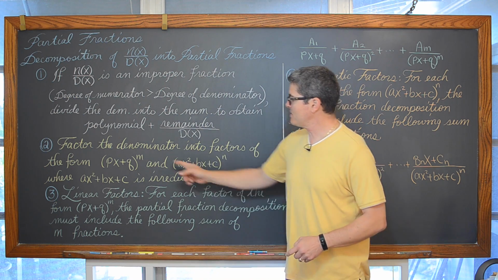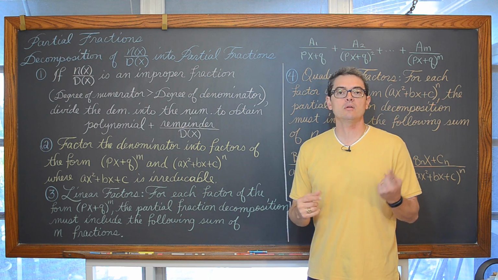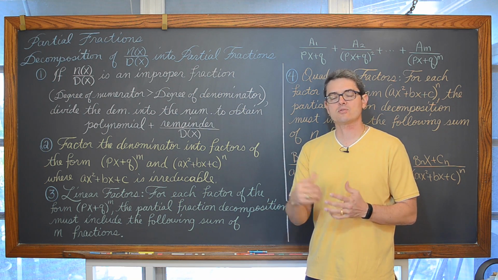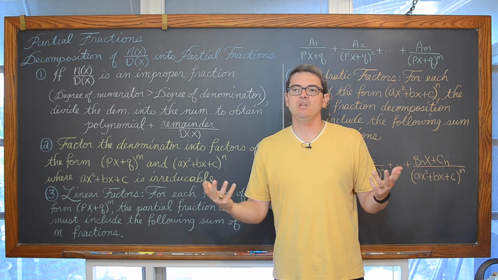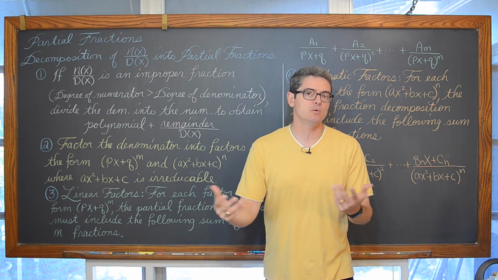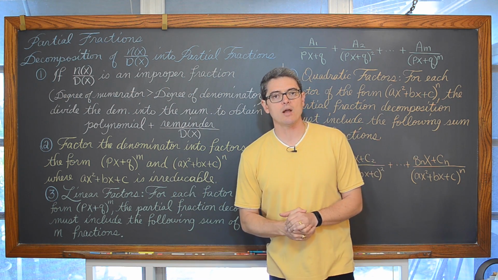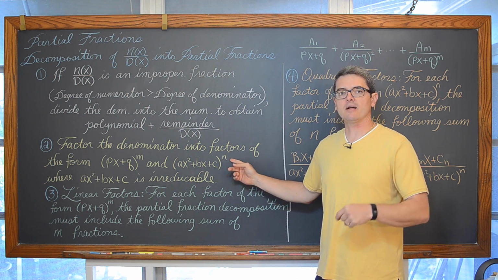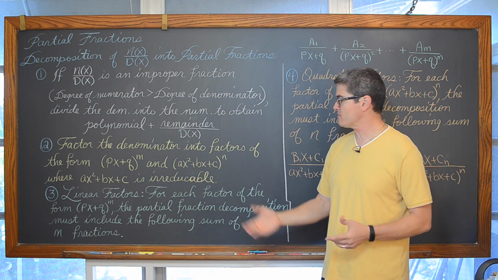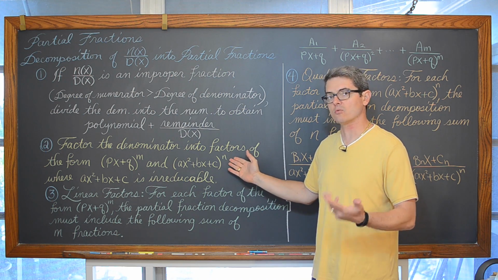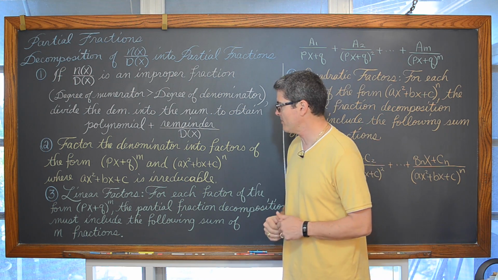And a lot of times these exponents of m and n are going to be just 1, but if you have a factor that shows up twice, like you factor your polynomial, and it ends up being x plus 2 times x plus 2, well then that's, of course, (x plus 2) squared. And we're going to recognize the fact that that same linear or quadratic factor shows up more than once by writing it with a power of 2 or 3 or so on. We'll cover that in our examples.